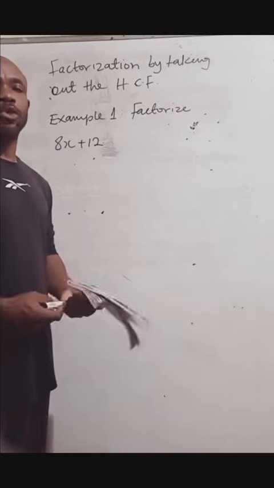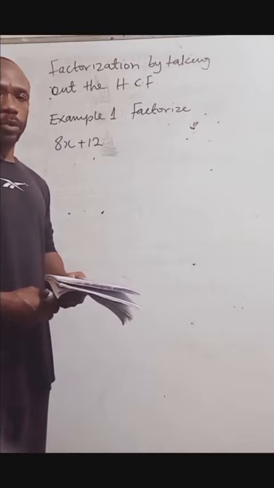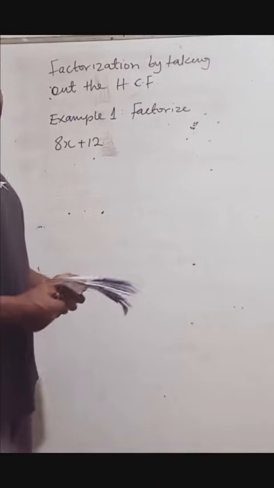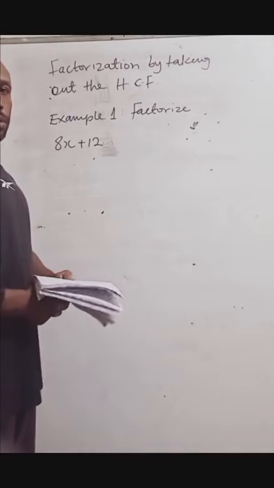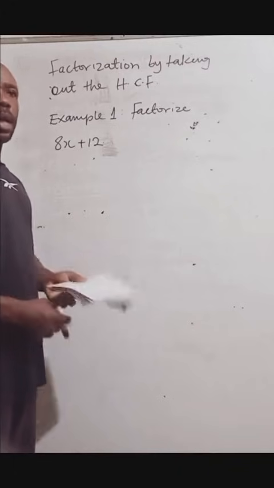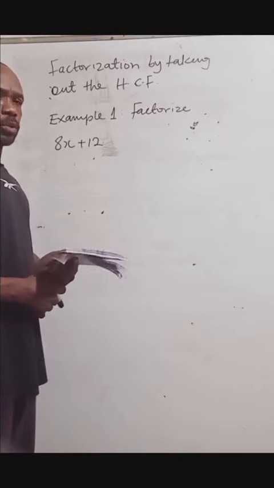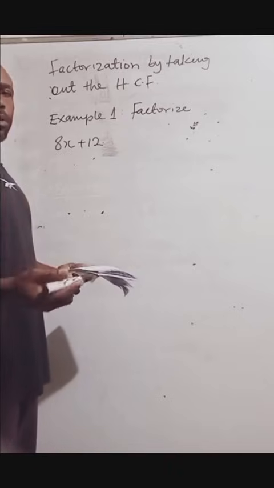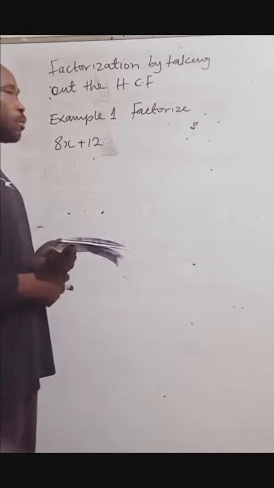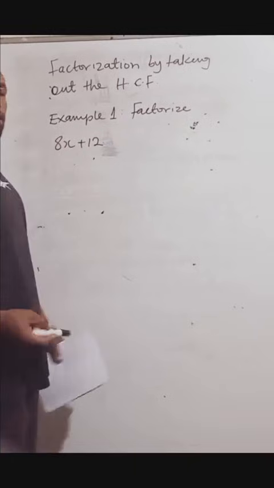So let's look at some examples on how to factorize an algebraic expression. We're going to start with factorization by taking out the highest common factor. In the last example that I did, I used the highest common factor of the algebraic expression. So in this example, we're going to see more on how to use the highest common factor of the algebraic expression. So example 1, factorize 8x plus 12.